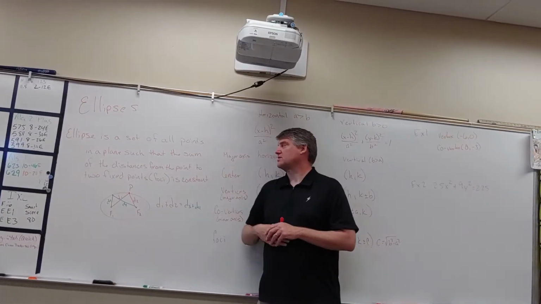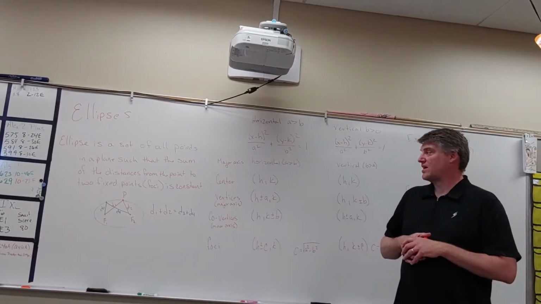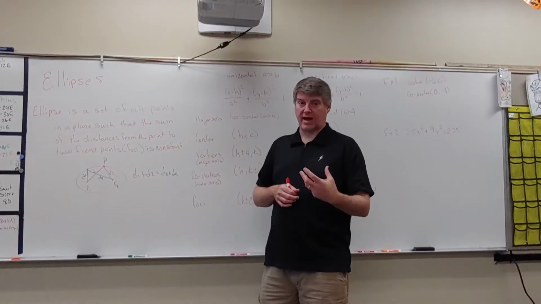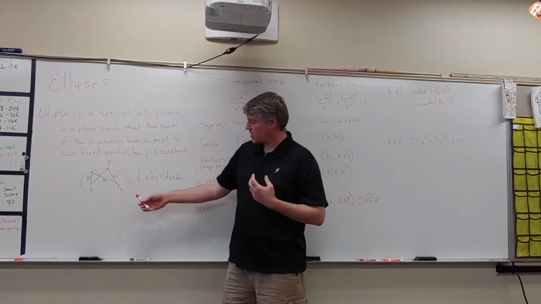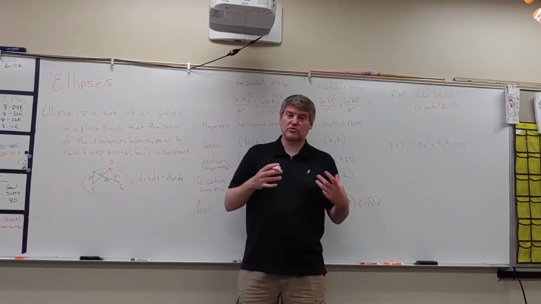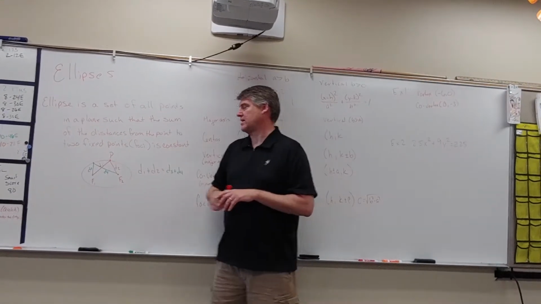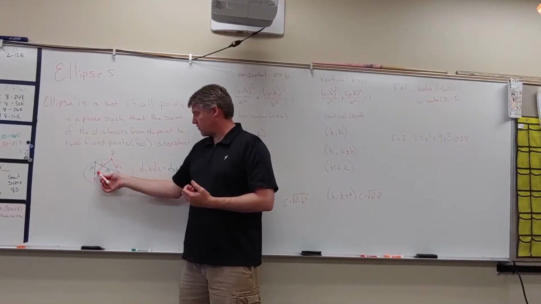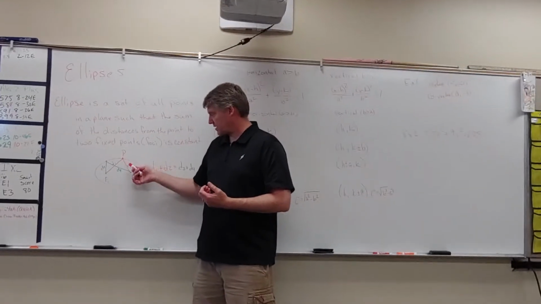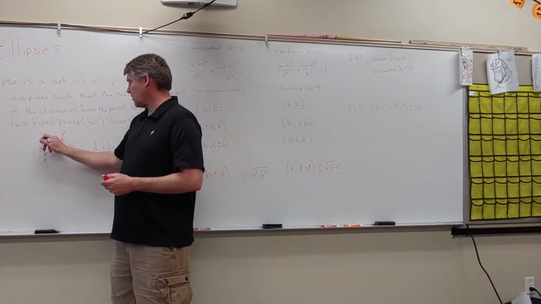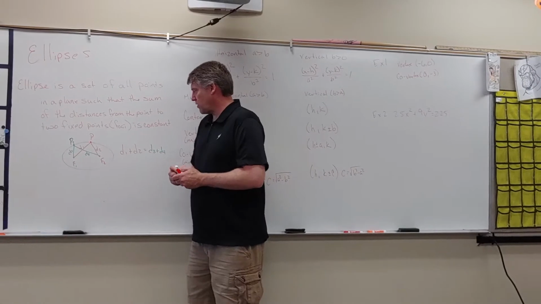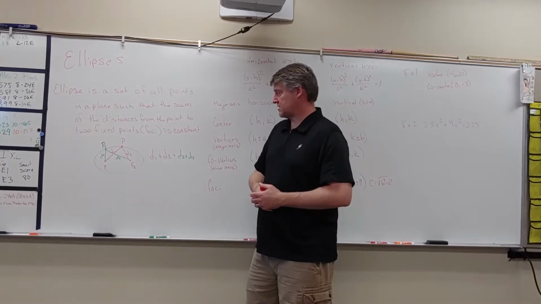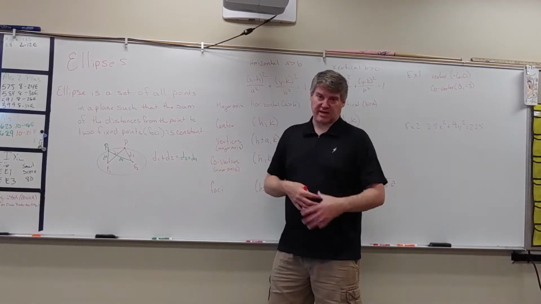Okay, so an ellipse is a set of all points in a plane such that the sum of the distances from that point to two fixed points, called the foci, is constant. Here in our diagram, we have focus 1 and focus 2, two points quote unquote inside the ellipse. If I take a point P on the ellipse, the distance from focus 1 to P is distance 1, and here's distance 2. The sum of these distances is always going to be constant. It's always going to be the same. Okay, so this is what an ellipse is.